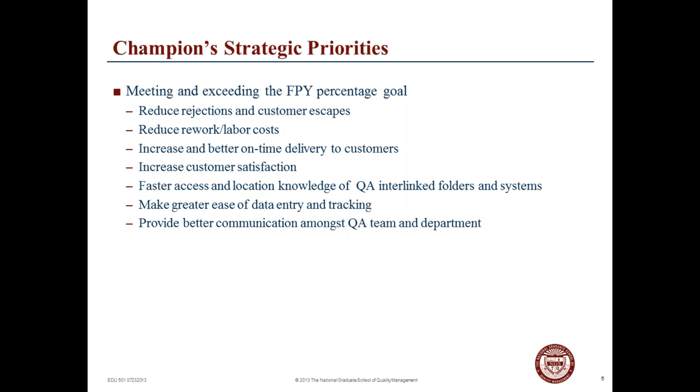Some of the internal priorities that our champion has is to make faster access and location of knowledge in our QA interlink folders and systems. So a lot of our folders that we use are kind of all over the place. So being able to create, say, a dashboard where all the folders that we need are right there creates a better ease for our inspectors so they don't have to track a bunch of stuff down, which falls into the next one, which is making greater ease of our data entry and tracking, and then providing better communication amongst the QA team and department. So that could be our quality team with the production team, or one quality team in one department to a quality team in another department, being able to be on the same page and know the issues that they might be experiencing, so that it's very transparent and we're all on the same page.